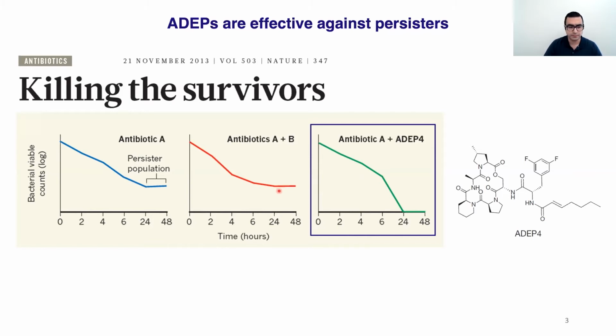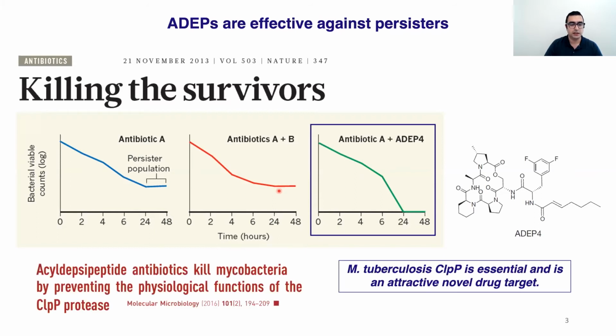And with a fair bit of work, both structural and genetic, it has been established that ADEP in tuberculosis really dysregulates the function of this protease called ClpP. So the combination of these small molecules that interact with TB and specifically target the ClpP protease, and the fact that ClpP is essential for the viability of TB, means that it is a prime and attractive novel drug target.